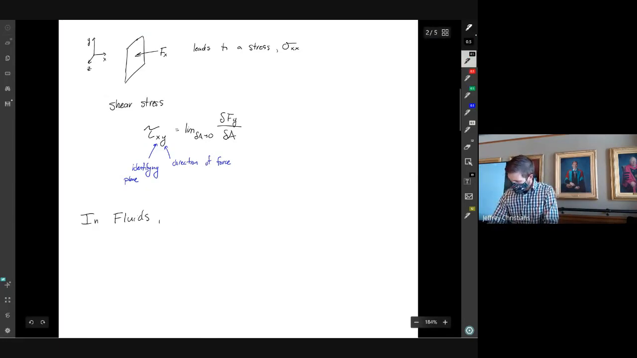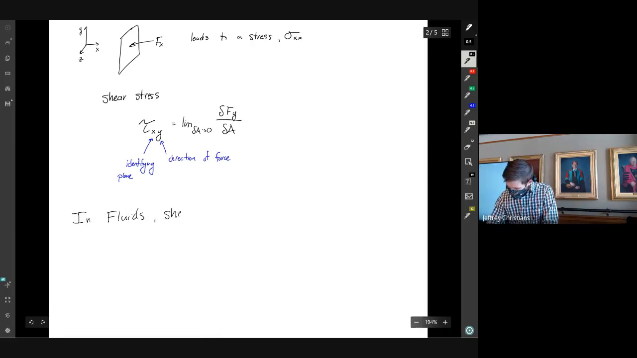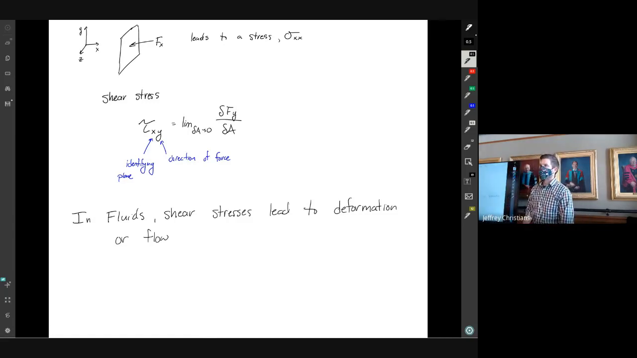Okay, so in fluids, shear stresses lead to deformation or flow. If you have a fluid that has a shear stress, that causes it to flow, or it causes it to deform in some way, which is different than solids. So let's look at exactly how that would work.